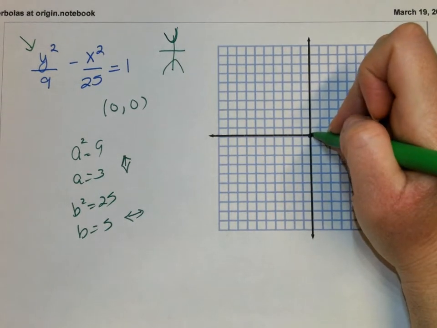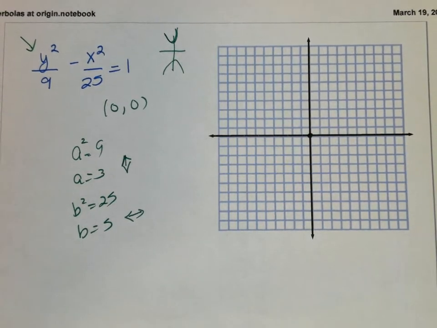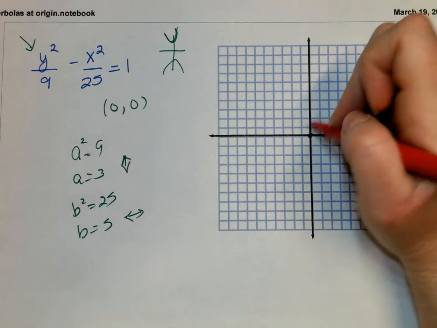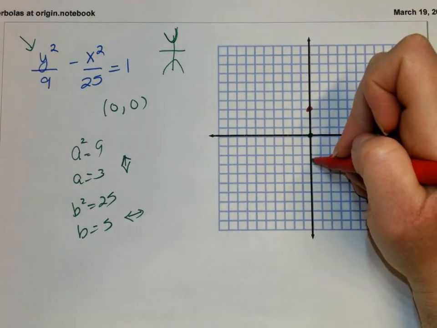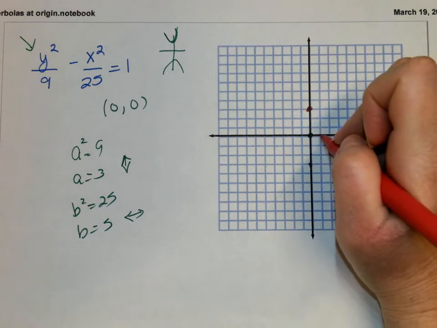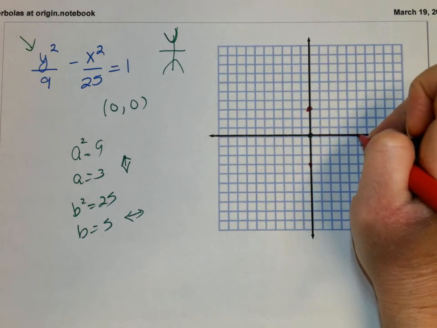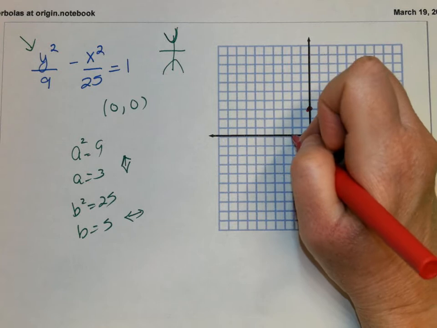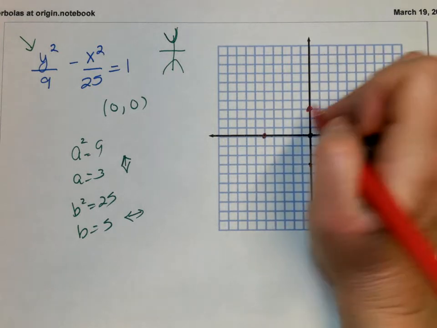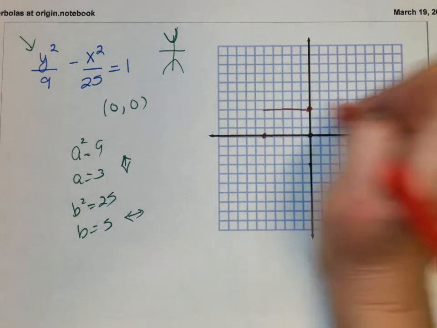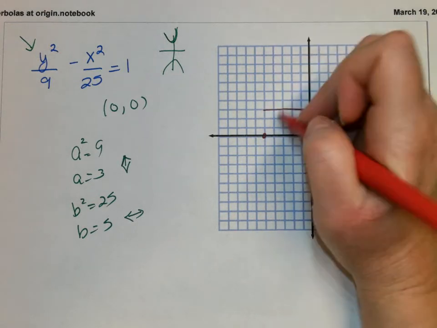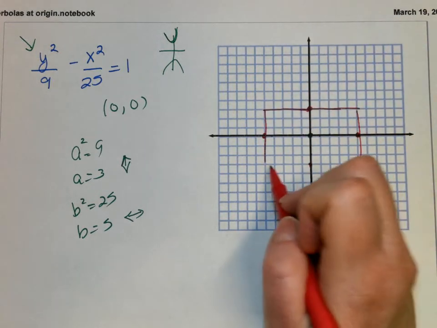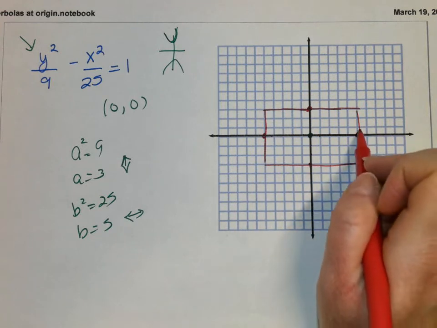So starting at 0, 0, let me switch colors again. I'm going to go up 3, 1, 2, 3. I'm going to go down 3, 1, 2, 3. I'm going to go left, 1, 2, 3, 4, 5. I don't know my left from my right, but it's okay. 1, 2, 3, 4, 5. And I'm going to draw that box, which looks like this. I'm not drawing it perfectly, but you can see what I'm doing.